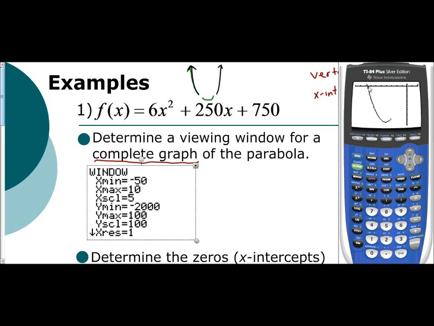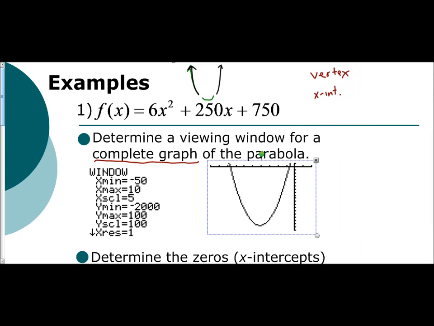I see my x-intercept, I see my vertex, and I see my other x-intercept. I have my entire graph now completed for it. And so there you go. My viewing window is -50 for my x-min, 10 for my x-max, a scale of 5, -2000 for the y-min, 100 for the y-max, and a scale of 100.